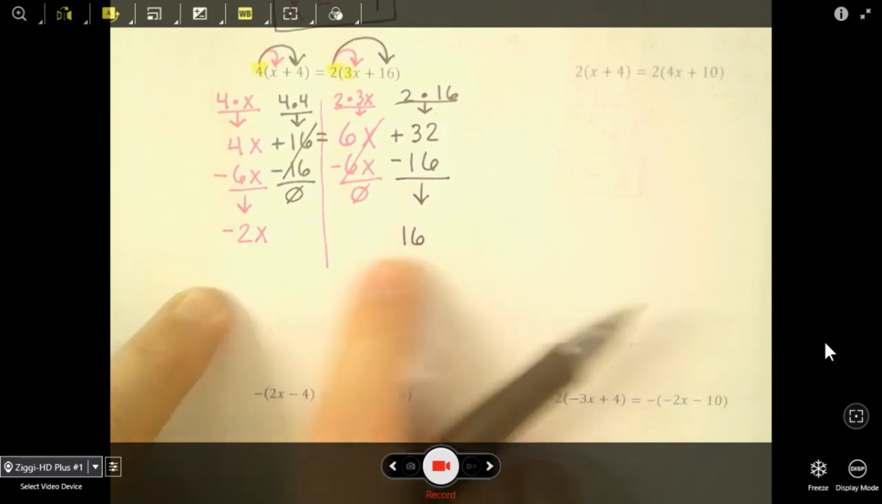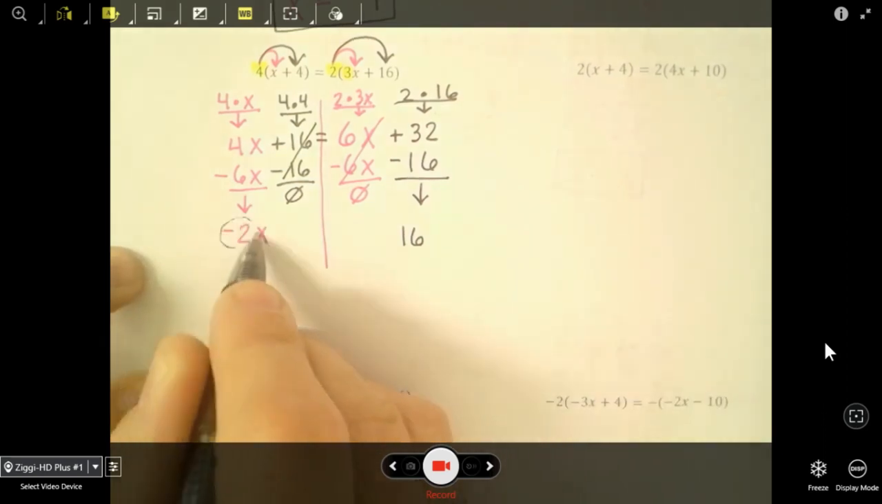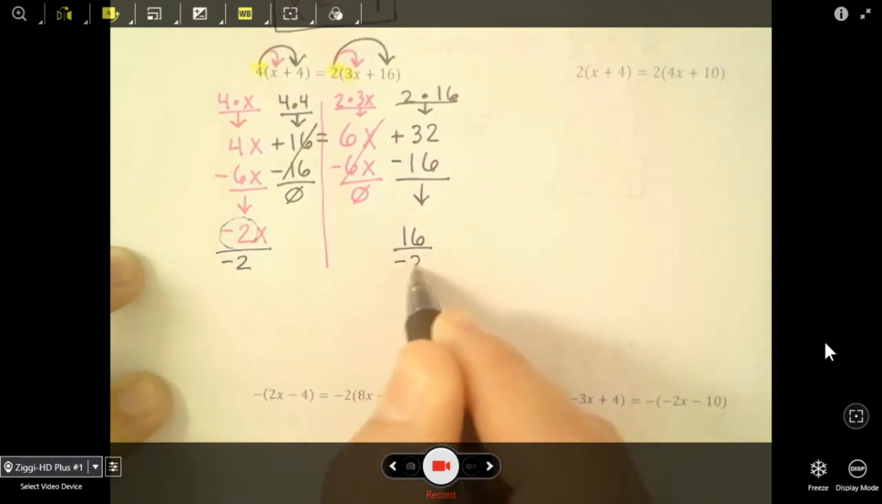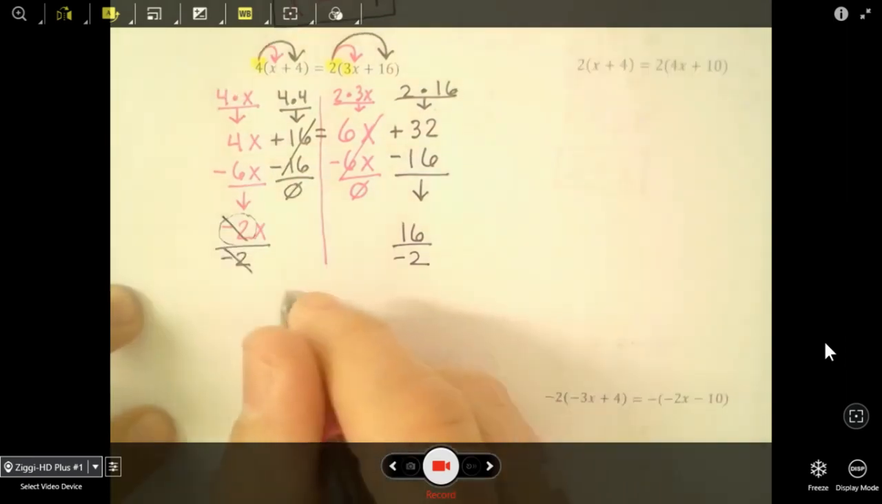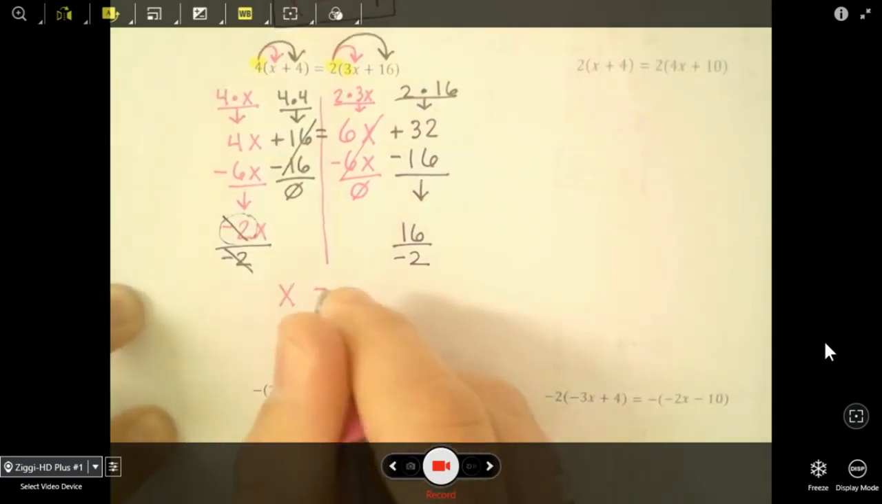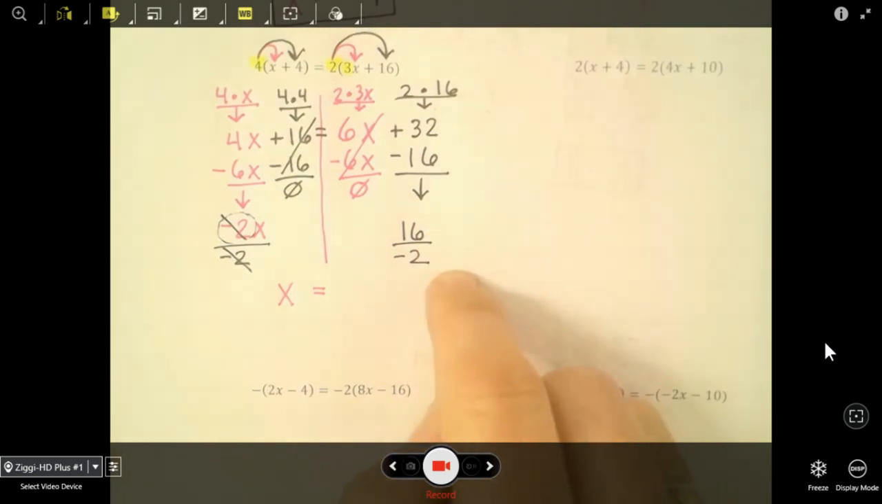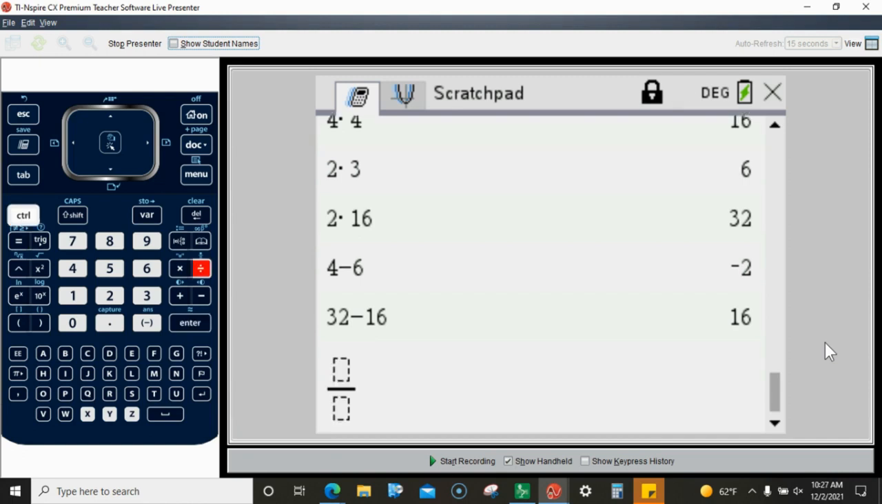My final step is I want to get rid of this coefficient of negative 2. So I'm actually going to divide by that coefficient of negative 2. And what I'm left with is x is equal to whatever 16 over negative 2 is. So let's go ahead and put that in our calculator. Hit Control Divide for the fraction bar. I'm going to put my 16 in the numerator. I'm going to put my negative 2 in the denominator, and I'm going to hit enter, and it gives me negative 8.